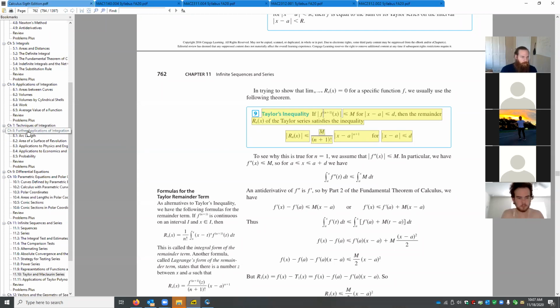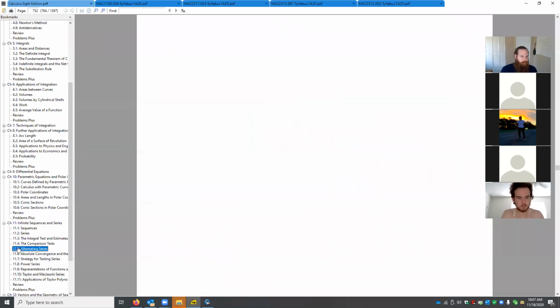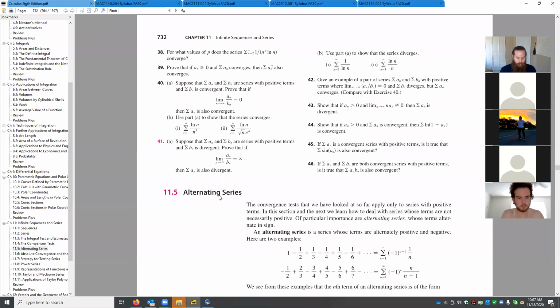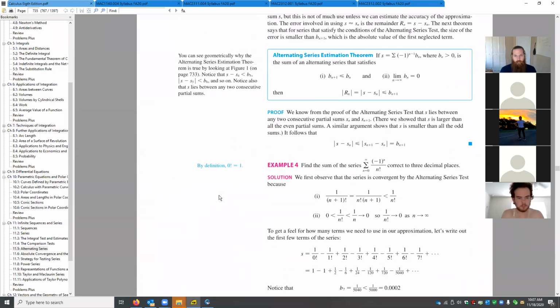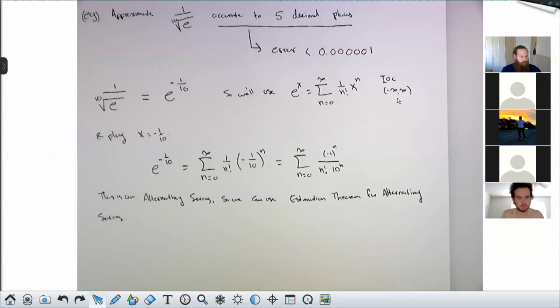But you are still responsible for the estimation theorem that we learned back here. All right, which looks very similar. It's just a lot easier to use. It's much simpler. It says that the error, Rn, the thing that we want to make small, is always less than Bn plus 1.